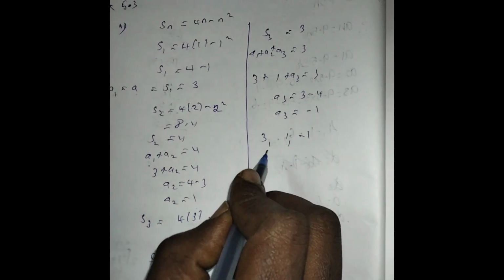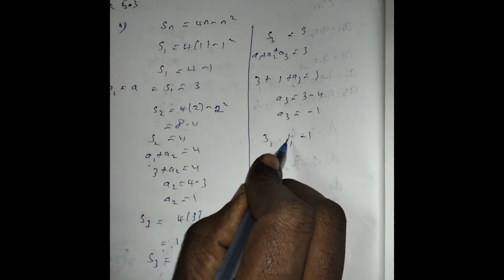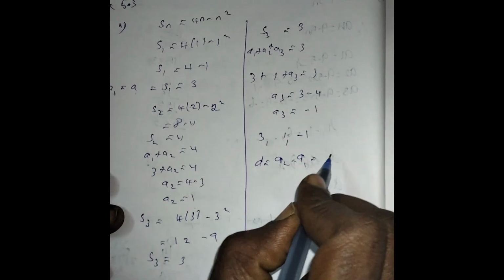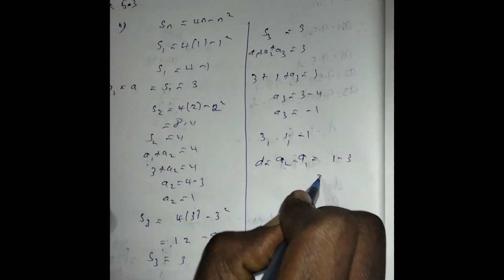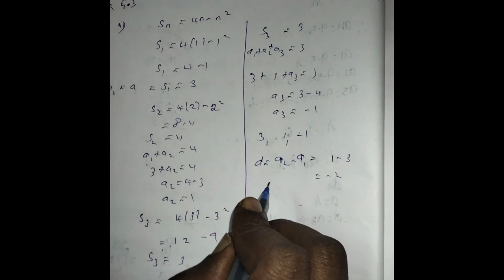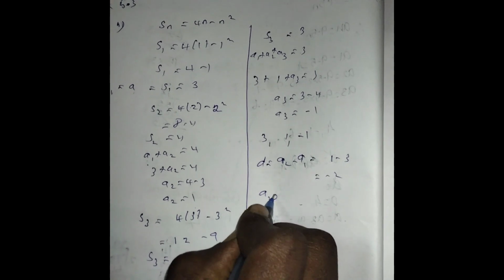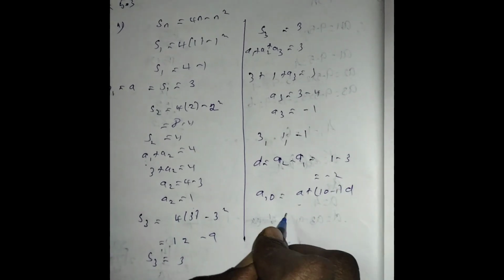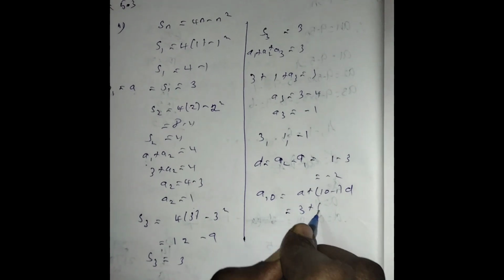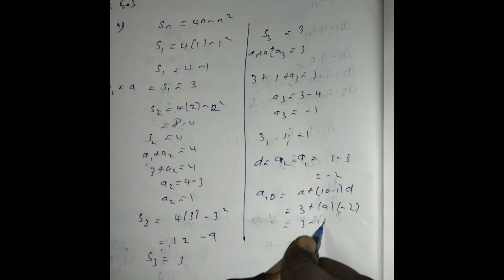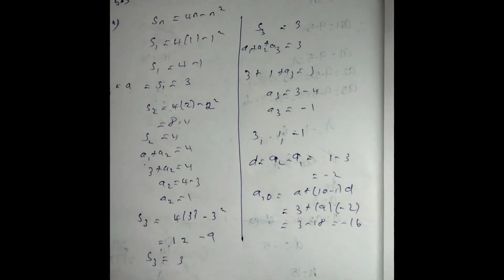With the help of that we are able to find the D value. D equals A2 minus A1. So you can write 1 minus 3, it becomes minus 2. They asked to find the 10th term also. So A10 equals A plus 10 minus 1 into D. So the A value is 3, here 9, the D value is minus 2. So 3 minus 18 equals minus 16.